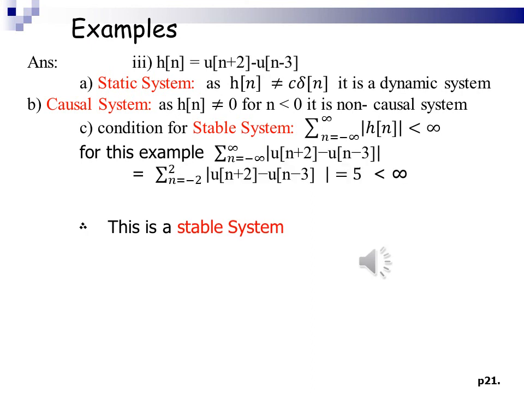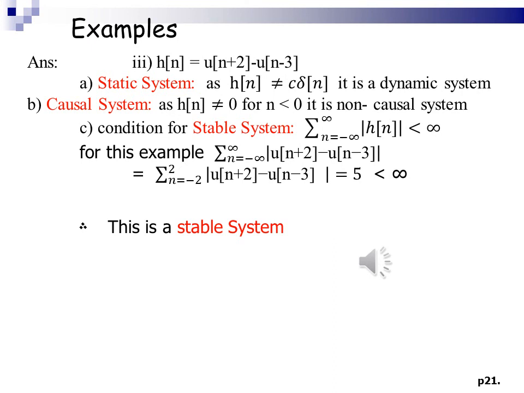Now here is the last example. h of n is equal to u of n plus 2 minus u of n minus 3. I hope in the first unit we have seen how to sketch these signals. The first step function starts from minus 2 and the second step function starts at 3. If I subtract these two step functions, I will get a rectangular function which will start from minus 2 to plus 2. So it will have 5 samples in it. Its nature is not of the impulse kind, it's a kind of rect. So h of n is not equal to c del n, hence it's a dynamic system.